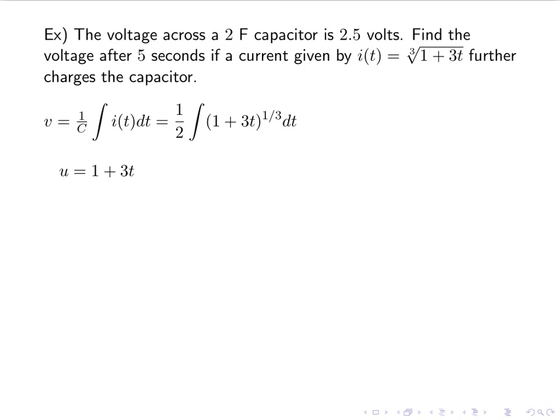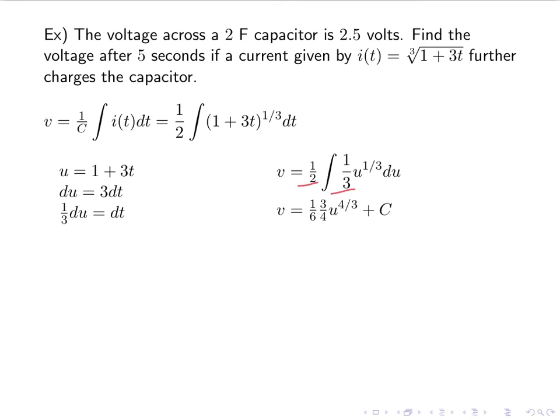And in order to integrate this, we do have a function being raised to a power, so we need u substitution. So u is that function being raised to a power, 1 plus 3t, which makes du 3 dt. I don't have a 3 in my integral, so I'm going to divide both sides by 3 and get 1/3 du equals dt. So this will go in for dt, and then 1 plus 3t will be my u. So I've got my 1/2, my integral, again my 1/3, then it's u to the 1/3 du.